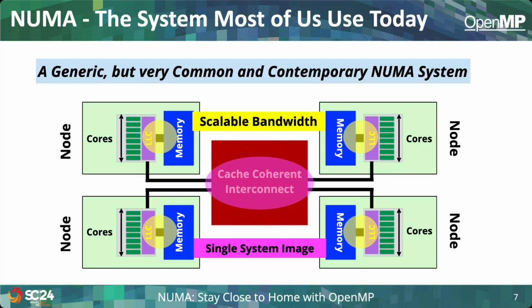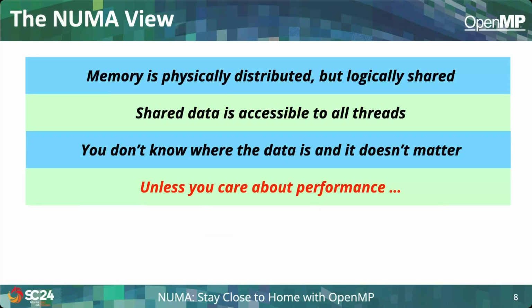NUMA gives you scalable bandwidth. As you add nodes, you add bandwidth, so it's a much more scalable design in terms of memory performance. In a NUMA system, the memory is physically distributed but logically shared. Again, to you it appears like one memory. You don't see the physical distribution underneath.